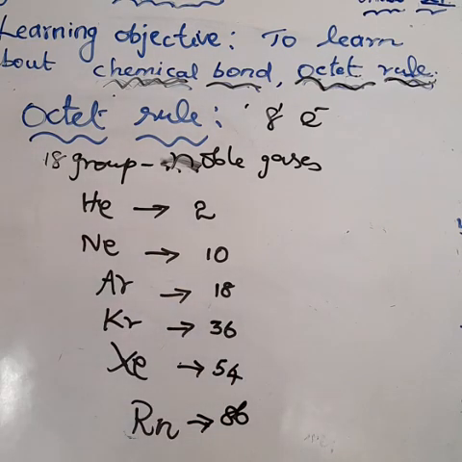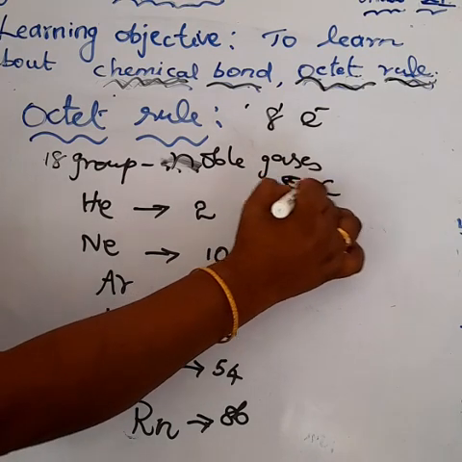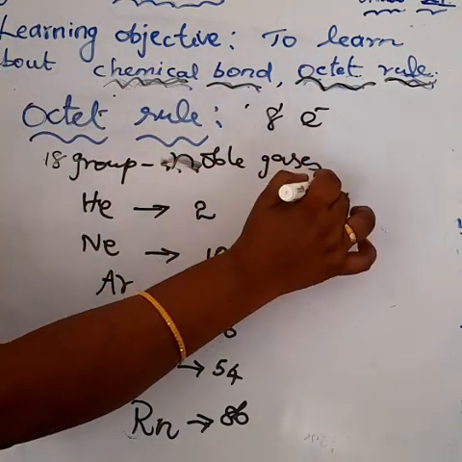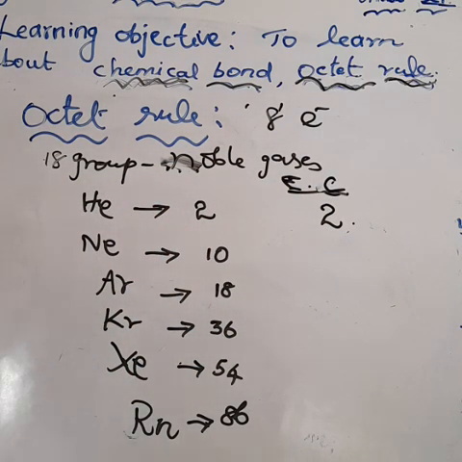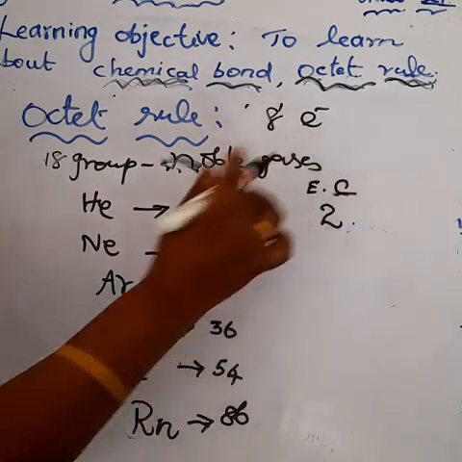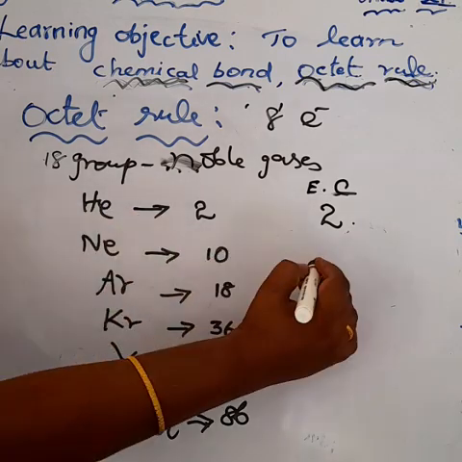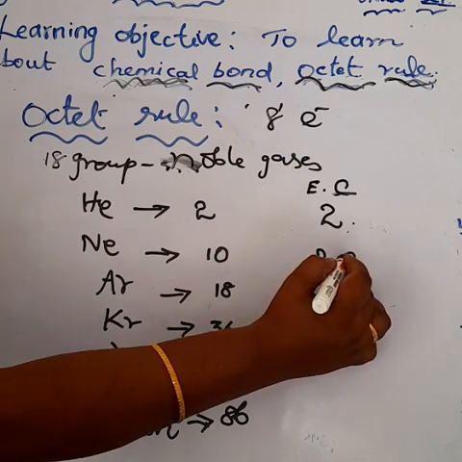Atomic number means the number of protons or the number of electrons. So the helium atom has 2 electrons, atomic number 2. How does it fill the orbit? Only 2 electrons, so the electronic configuration is 2. And neon, atomic number 10, so 10 electrons. The first orbit can occupy 2 electrons, and the second orbit can occupy 8 electrons.